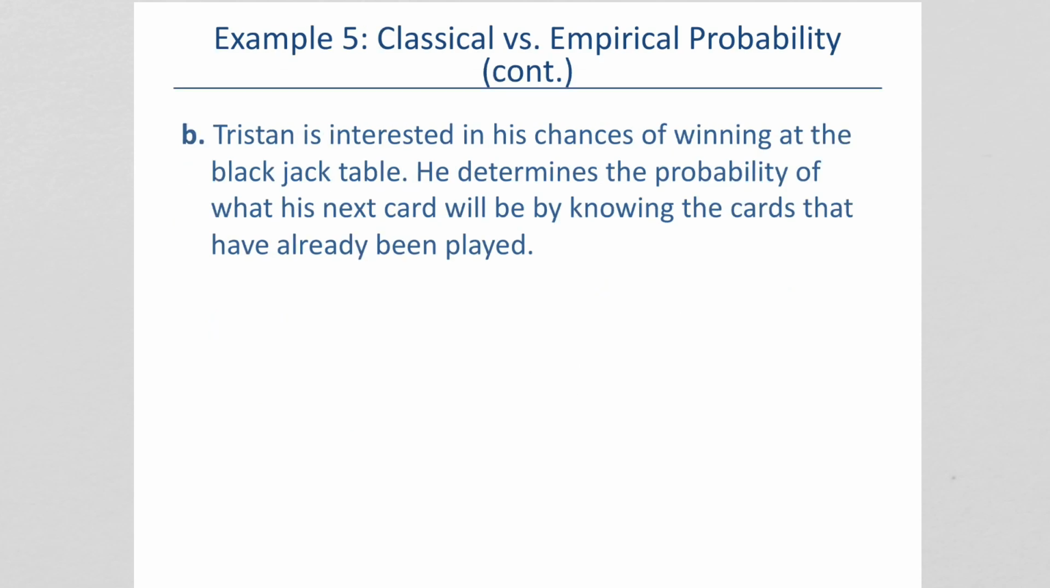Tristan is interested in his chances of winning at the blackjack table. He determines the probability of what his next card will be by knowing the cards that have already been played. In this case, all cards have an equal chance. So this is classical.